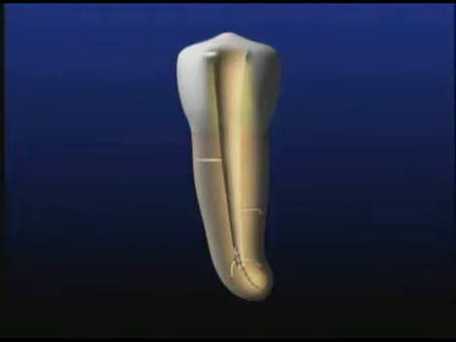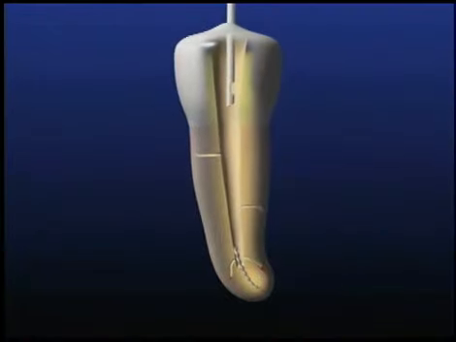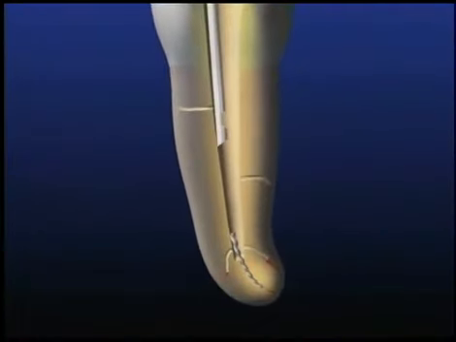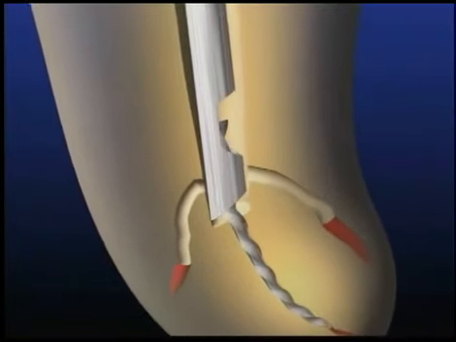When a file separates deep and partially around a curve, it's essential to have straight-line access to the coronalmost aspect of the obstruction. The microtube is then introduced with the long part of the bevel oriented to the outer wall of the canal curvature. The beveled end of the microtube is designed to scoop up the head of the broken file.